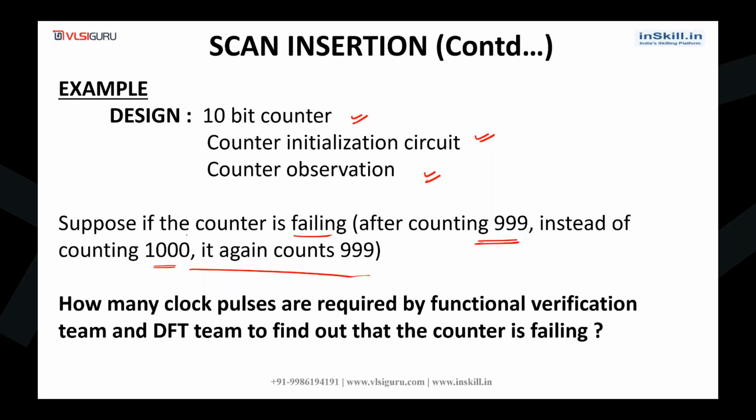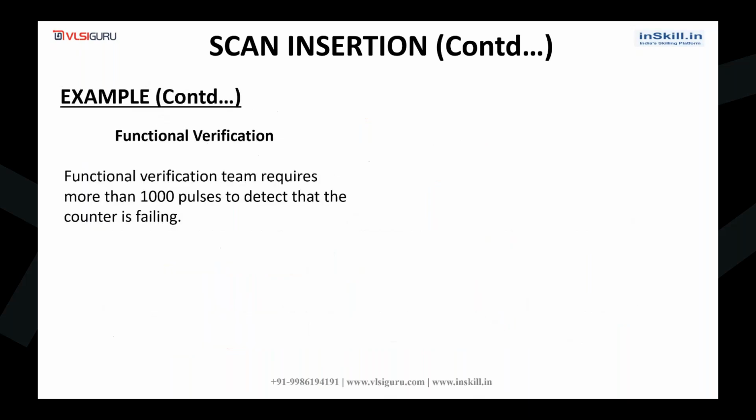So how many clock pulses are required by the functional verification team and the DFT team to find out that the counter is failing? The functional verification team requires more than 1000 clock pulses to detect that the counter is failing. We had already discussed this in the previous slides, before the break itself.